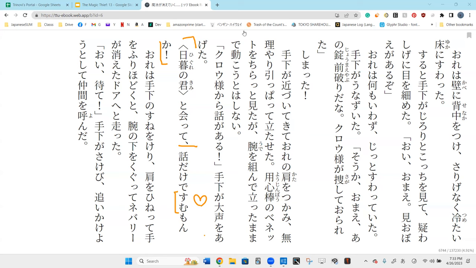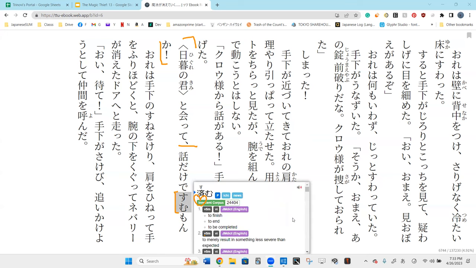Because to sumu is to do something and finish it, and the outcome is good, with minimal consequences. Basically, less severe than expected is the official meaning. So not necessarily good, but the idea is that you think of the worst situation and whatever it ends up as is supposed to be better than that. It's the optimistic way of things ending.